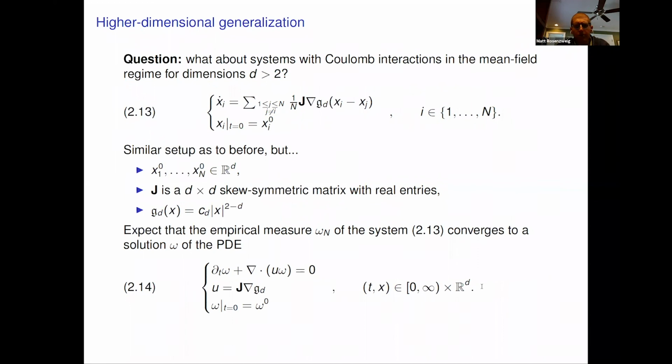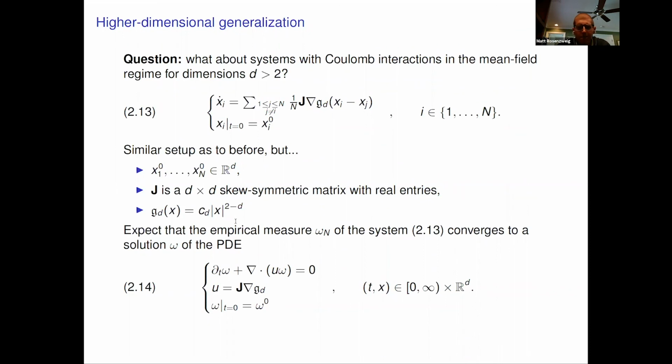There's a higher dimensional generalization that you could ask about. So these are systems with Coulomb interactions that we're again considering in the mean field regime, but now the dimension is bigger than 2. So what changes? Well, it's similar to before, but our initial conditions are now in R^d, and J is going to be a d by d skew symmetric matrix with real entries. And of course, the Coulomb potential is changing since we're in higher dimensions.